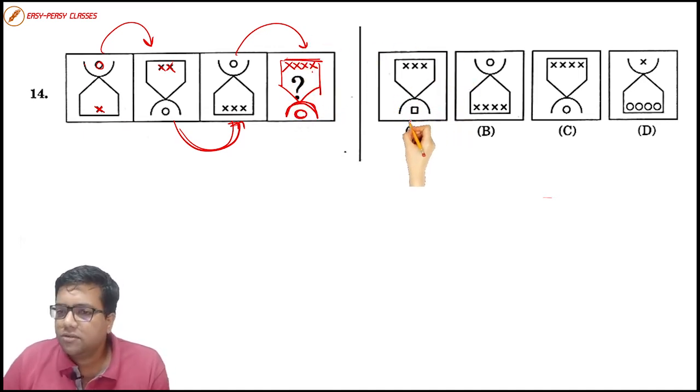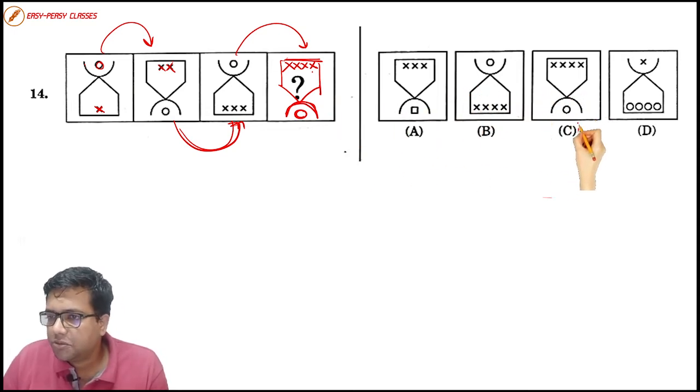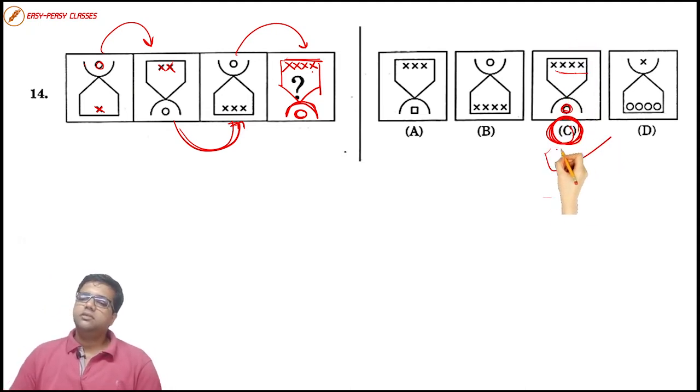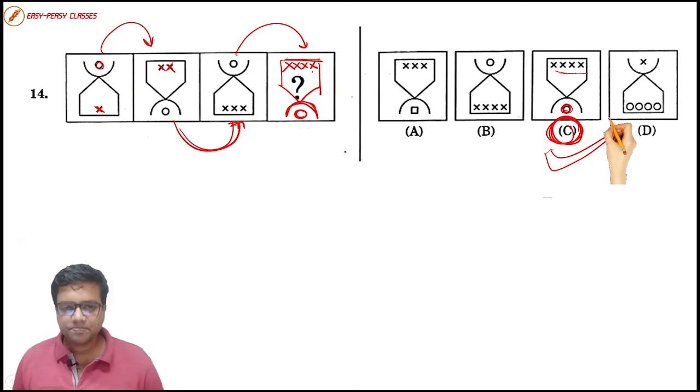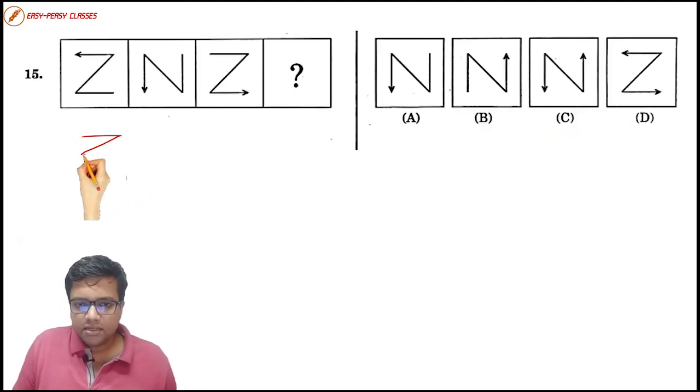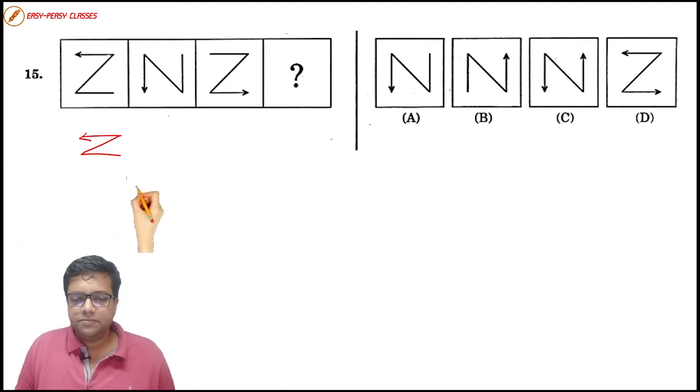So let us see, do we have any kind of figure which reflects our figure? Option number C. Option number C does have our figure over here. See, there is an inverted pentagon with 4 into marks inside it, a semicircular arc and a circle. So this becomes our right answer. Option number 15. Alright, there is a Z mark with a single arrow with it.